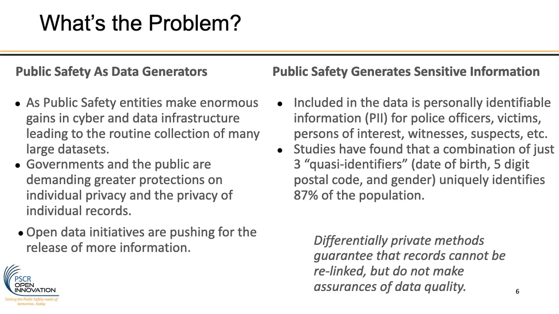Differential privacy is a set of methods that can guarantee that the data released is private and that the data cannot be relinked back to the original sources and the original records. However, differential privacy does not make assurances about the quality of data outputs, and that is what we are trying to assess in this competition.